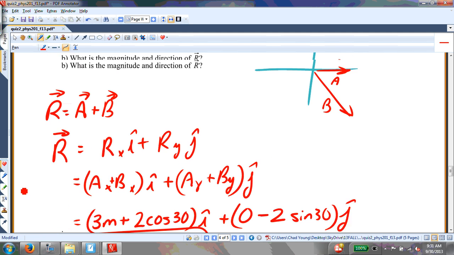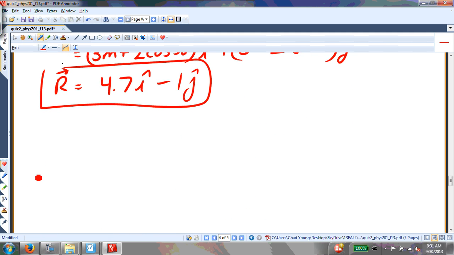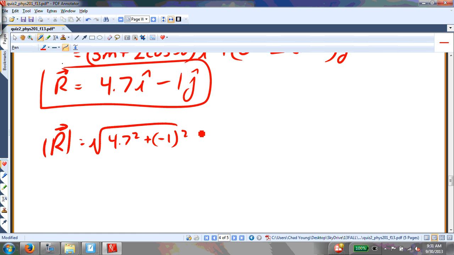And then in part B, I just want to know the magnitude and direction of R. So the magnitude of R gives me 4.8. And the direction of R is the inverse tan of 1 over 4.7. That's the y component over the x component. And that's 12 degrees.